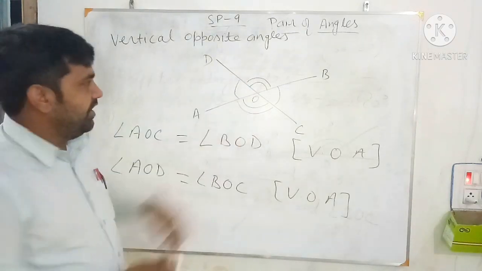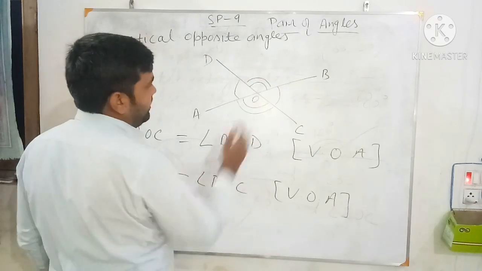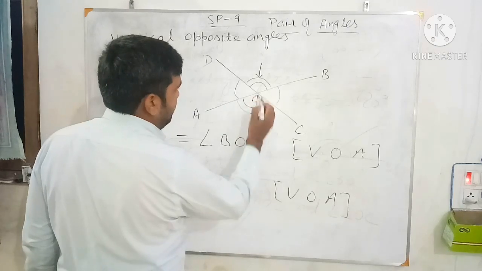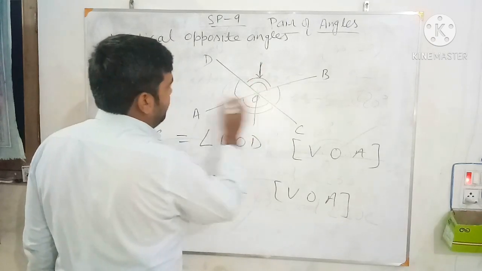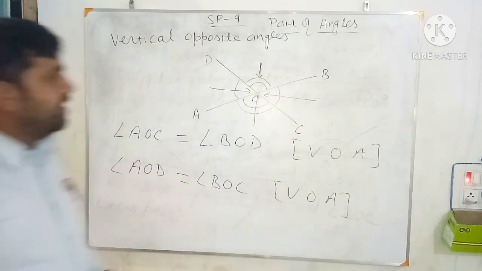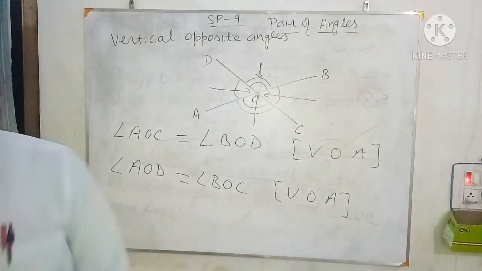Vertically opposite: vertical as you can see, and it is opposite to each other. So this angle and this angle are vertical opposite, and this angle and this angle. So these are the vertical opposite pairs. So the vertical opposite pairs are always equal.